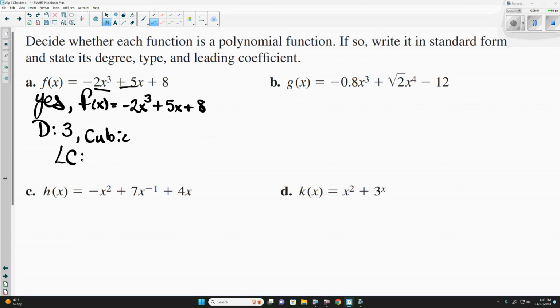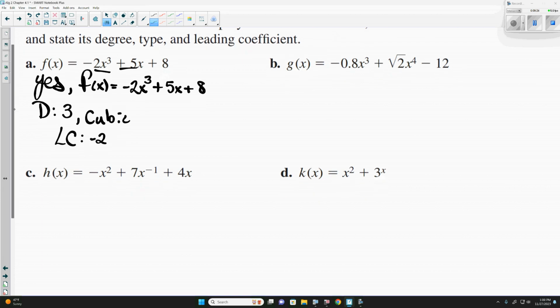And lastly, we need to find the leading coefficient. So the degree was 3, the type was a cubic, and the leading coefficient is what? Because the leading coefficient is the number in front of the variable with the biggest exponent, which in our case is negative 2. Questions on this here?